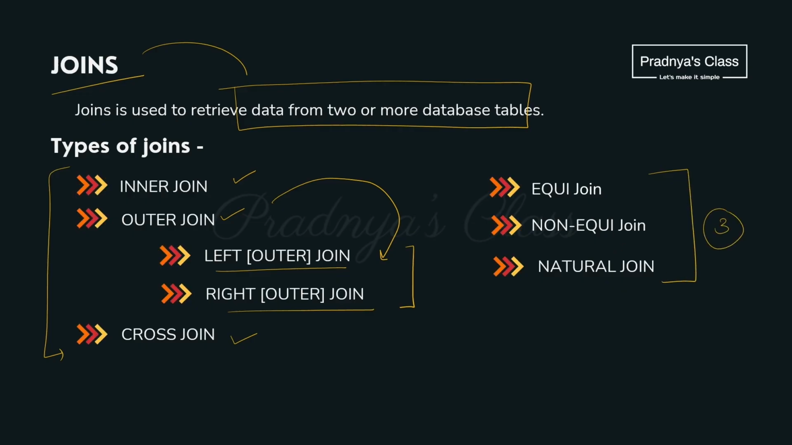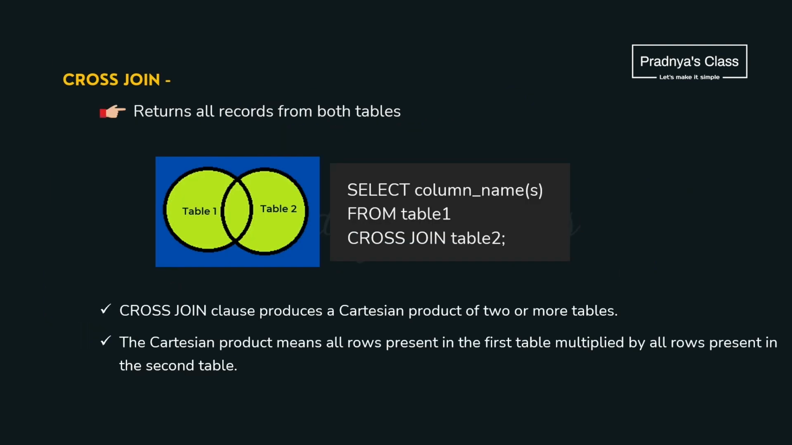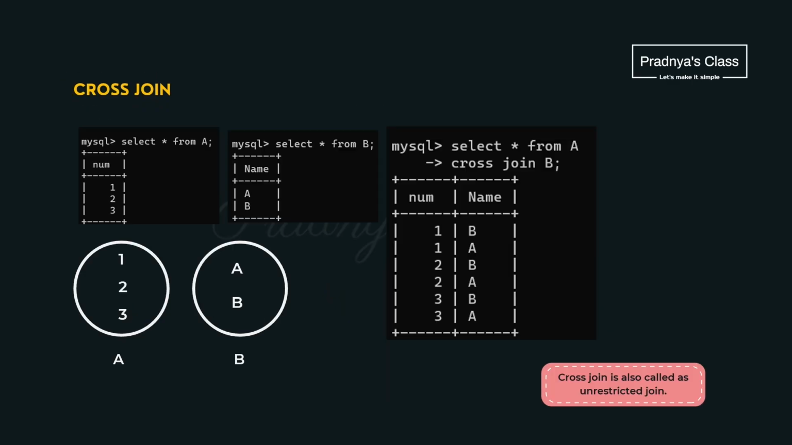So let's try to revise it in short. First, let's check out what is cross join. Cross join will do the Cartesian product of two or more tables. Hope you know what is Cartesian product. It means it will take all the rows present in the first table multiplied by the rows in the second table. This is how you will be writing: select column names from table 1 cross join table 2. You will easily understand with this simple example.